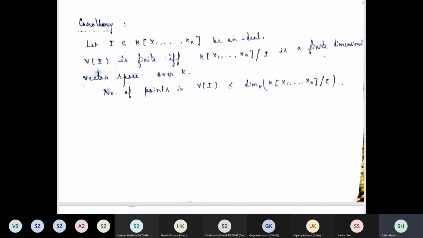Now, this gives a corollary: if I, a subset of k[x1,...,xn], is an ideal, V(I) is finite if and only if k[x1,...,xn] quotiented by I is a finite dimensional vector space over k. And also the number of points of V(I) is less than or equal to the dimension of k[x1,...,xn]/I over the field k.